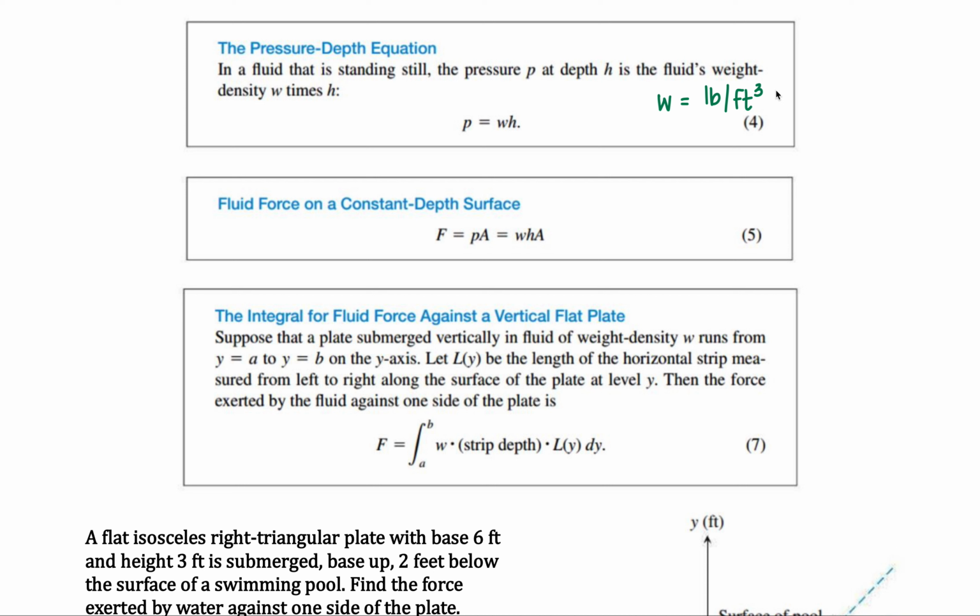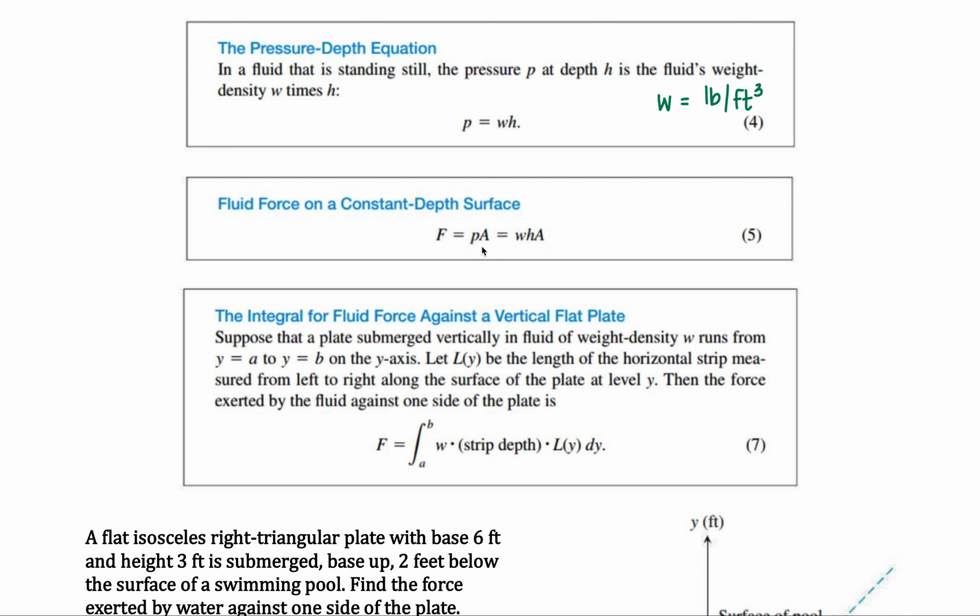Now we can apply that to find the fluid force on a constant depth surface. So if you will, imagine a swimming pool and the bottom of the pool is 4 feet under the surface of the water. This second equation here, which is labeled equation 5, would give you the force on the bottom of that pool, okay? And the force is just going to be the pressure P times the area, okay? The area of the bottom of that pool, if you will.